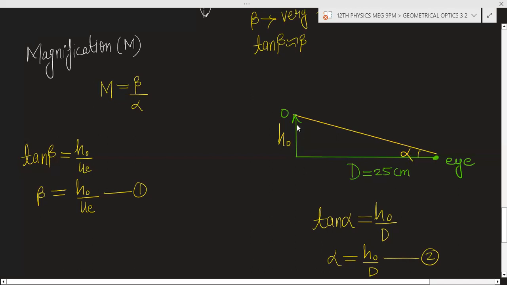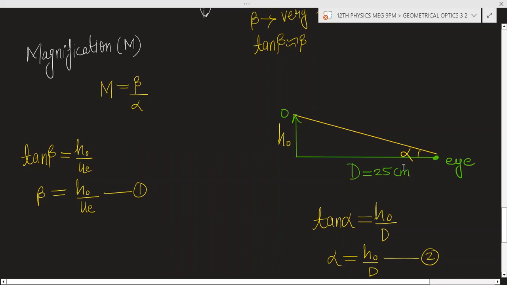First see the concept. Alpha is the visual angle when the object is placed from the eye at a distance of D, that is 25 centimeter. So this is the object and this is the eye. This object is placed at a distance of 25 centimeter or D distance, so it subtends an angle of alpha at the eye. You want to find tan alpha from this triangle. Tan alpha will be perpendicular divided by base.